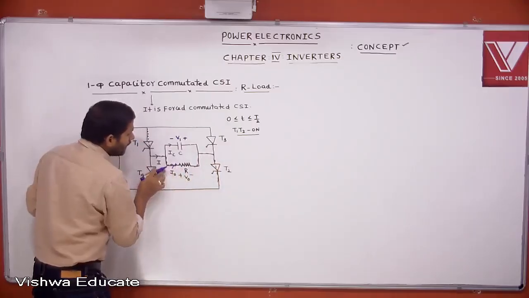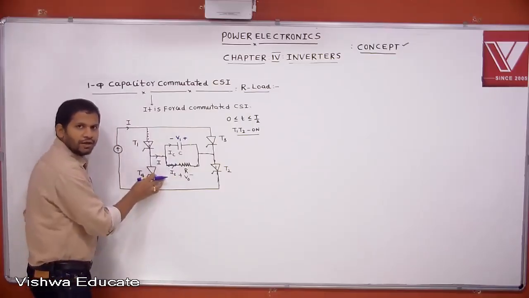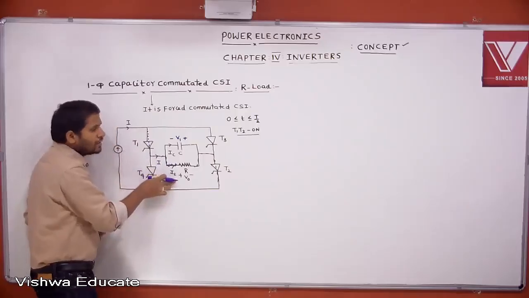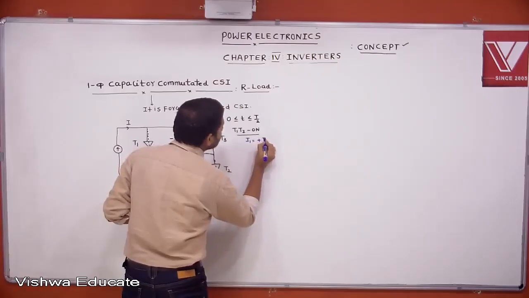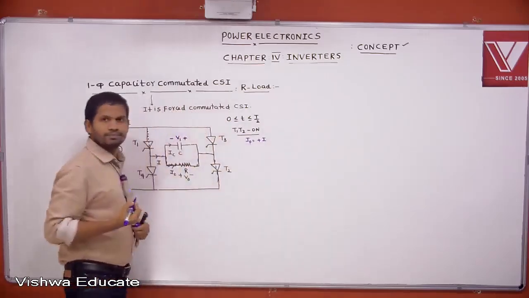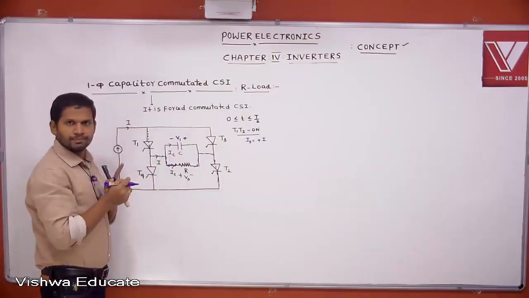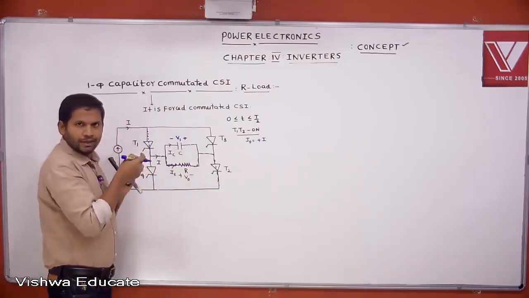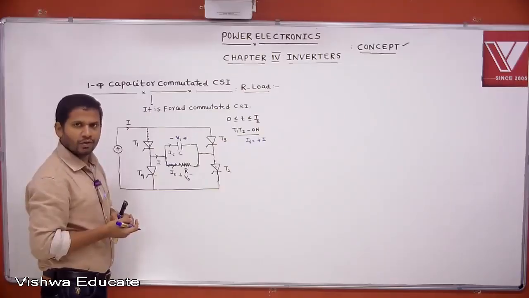This current I is the same as the assumed direction of load current I0. Whatever I is flowing is also in the same direction. That's why if T1, T2 are on, I0 equals plus I. Because the current flowing is the same as the assumed direction. We are assuming the load current and T1, T2 are also supplying in the same direction. That's why you take I0 equal to plus I.